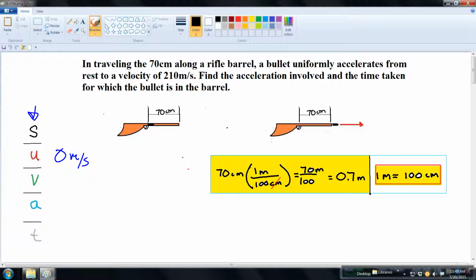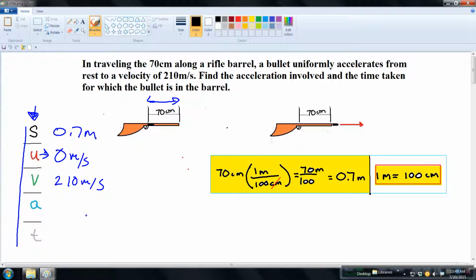Let's get a little more organized here. We've got step 1, where we write our SUVAT. Step 2, we enter 3 bits of information. We've got our initial velocity of 0 meters per second, our final velocity of 210 meters per second, and our displacement in the barrel, which is 0.7 meters.